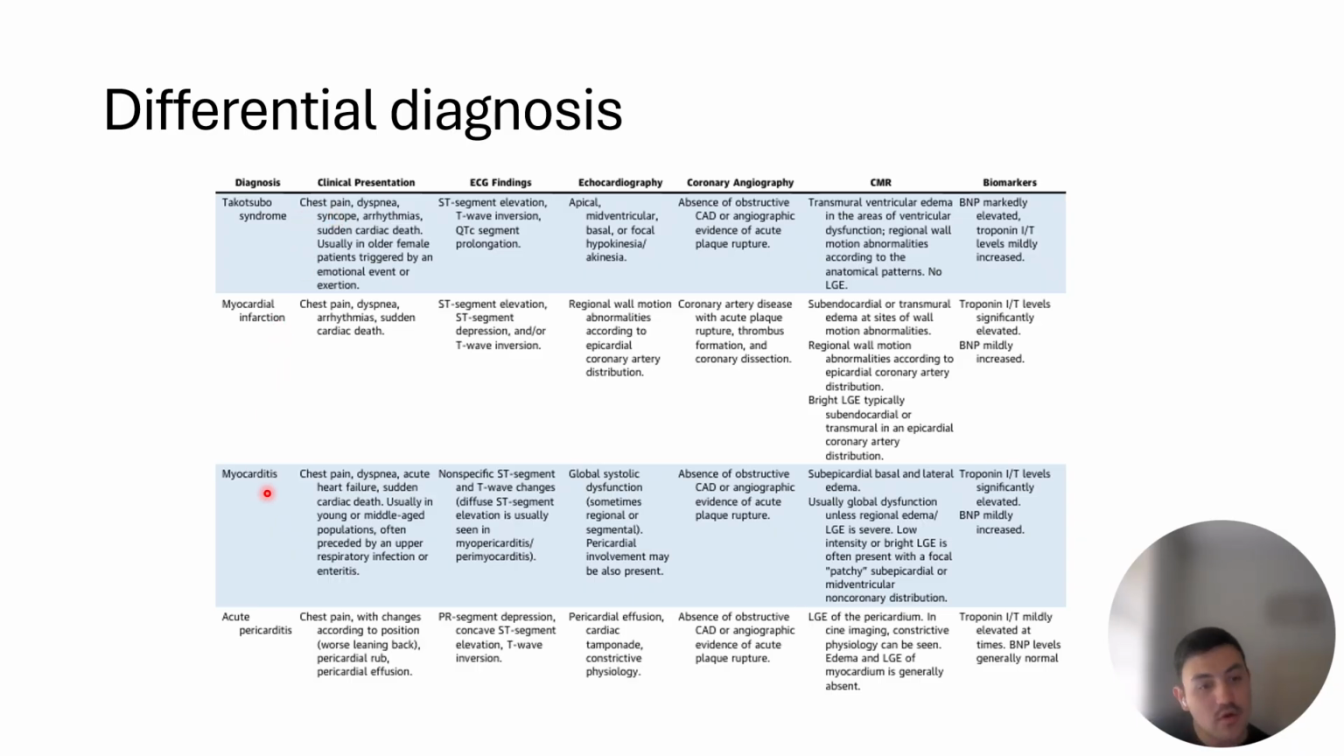Differential diagnosis, especially there is coronary artery disease, myocardial infarction. That's why myocarditis, acute pericarditis. That is the differential diagnosis. This is straightforward when you have a patient with chest pain. Always think, what is the coronary involvement of chest pain?